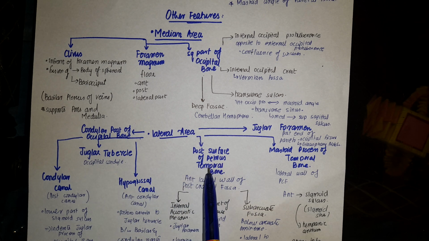Now the posterior surface of the temporal bone had the internal acoustic meatus that we have studied until now. Just behind the internal acoustic meatus, we have the aqueduct of vestibule, and just below it we have the subarcuate fossa. Let us look at it on the skull.